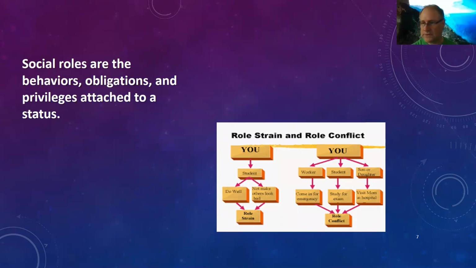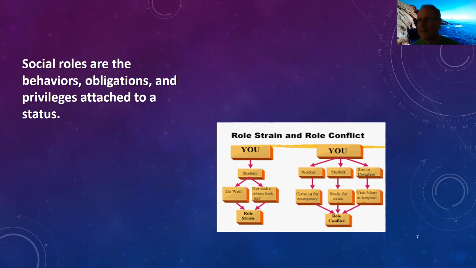Those are all roles. We want to bring up two other important concepts when it comes to roles, and that's role strain and role conflict. Role strain is when you, as a student, one single status, have conflict within a role. Okay, so as a student, you can either choose to do well on an exam or you can choose not to do well on an exam, but that causes strain, role strain.